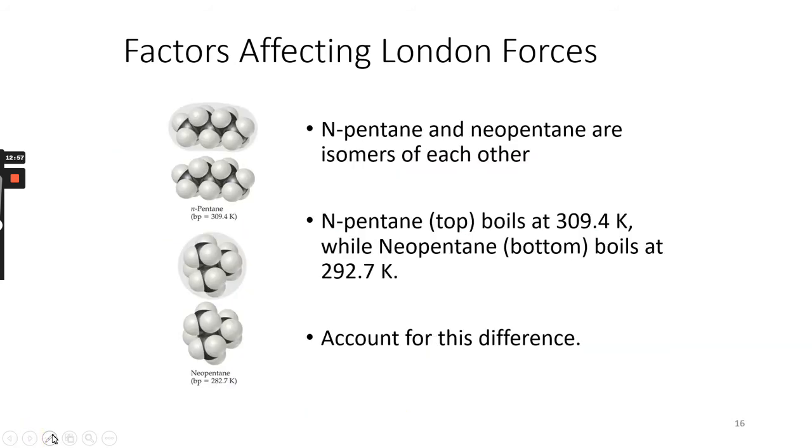So let's look at something else that affects your London forces. Here you have two molecules. This one here is called n-pentane, and it's kind of long. And this one here is more grouped up like a ball, and it's called neopentane. N-pentane and neopentane are isomers of each other. N-pentane, the one on the top, boils at 309.4 Kelvin, and neopentane boils at 292.7 Kelvin. Why would this occur? Since they're isomers of each other, they both have the same molar mass.